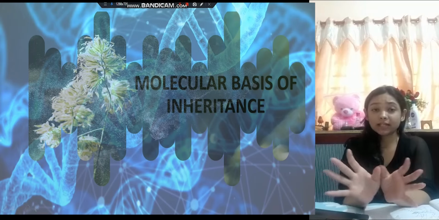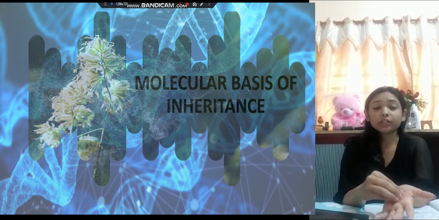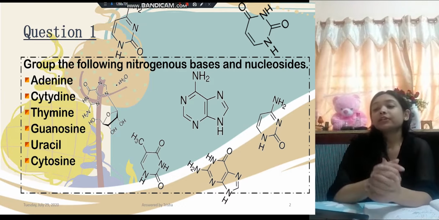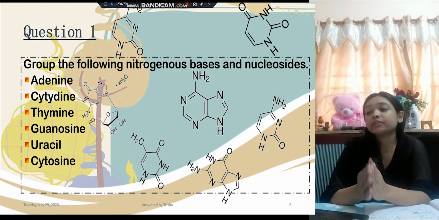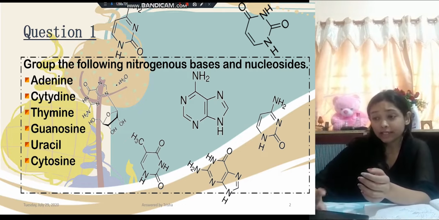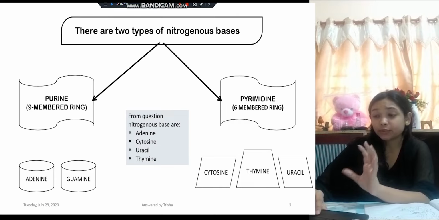I'll be dealing with certain questions from the chapter Molecular Basis of Inheritance. It's from class 12 NCERT. The first question is: group the following into nitrogenous bases and nucleosides. There are certain names given. We have to classify them as nitrogenous bases and nucleosides.